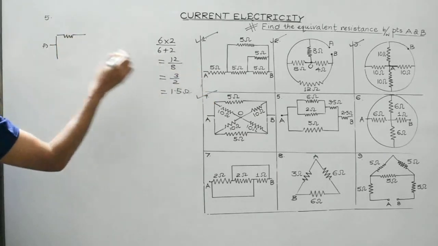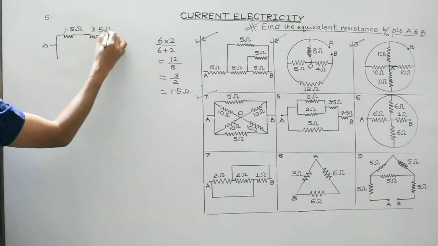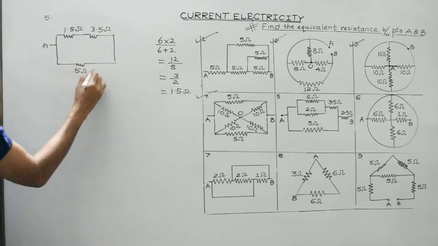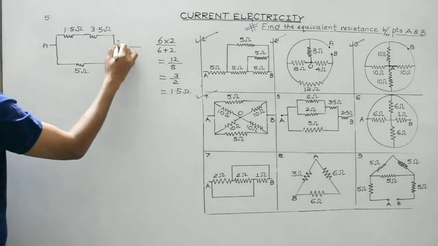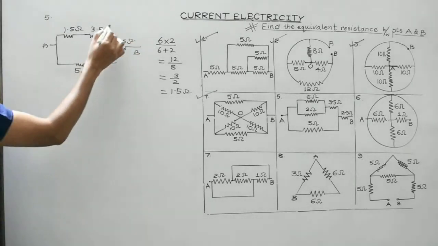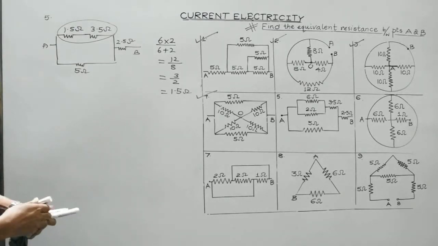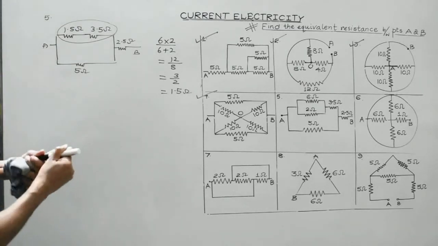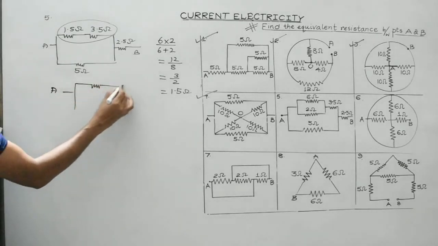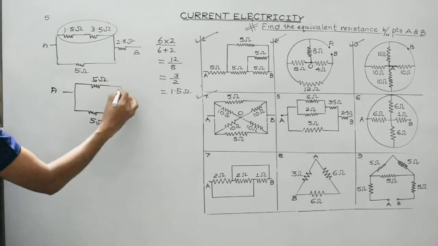The equivalent of 6 and 2 is 1.5 ohm. It is given to be 3.5 ohm. And then this is 5 ohm. And this one is given to be 2.5 ohm. Right, students? Okay. These two are connected in series, no doubt regarding this. So the equivalent resistance of these two would be 3.5 plus 1.5, which will give us 5 ohm. So it can be further redrawn in this particular manner. This is 5 ohm. This is 5 ohm.